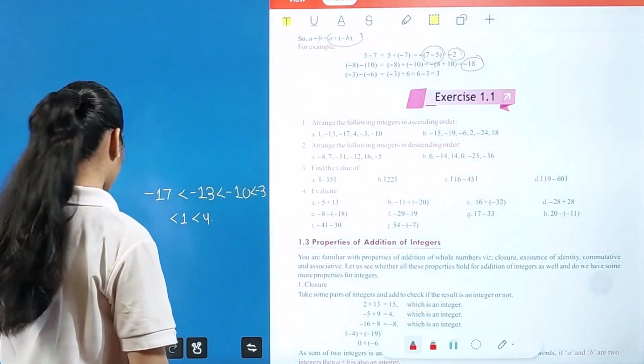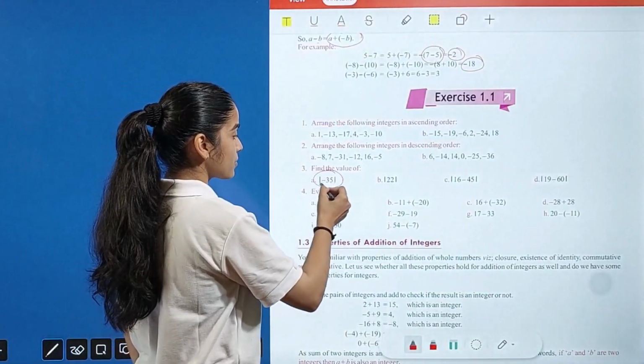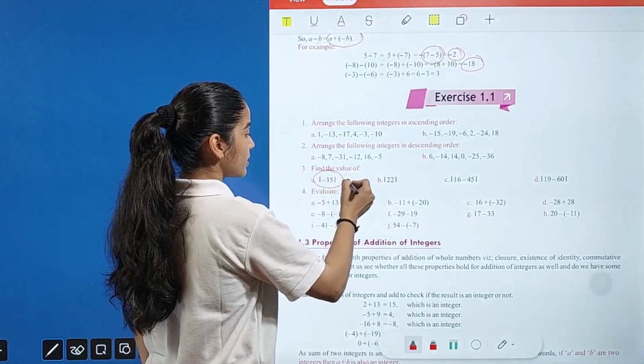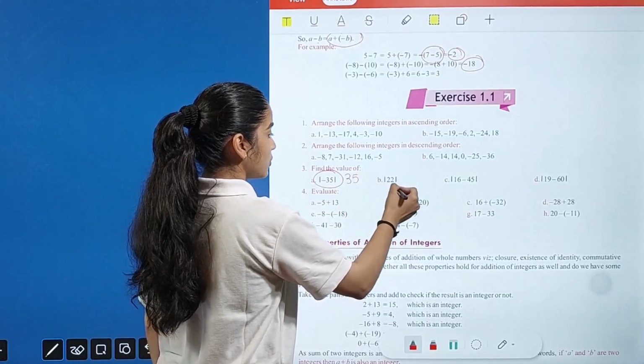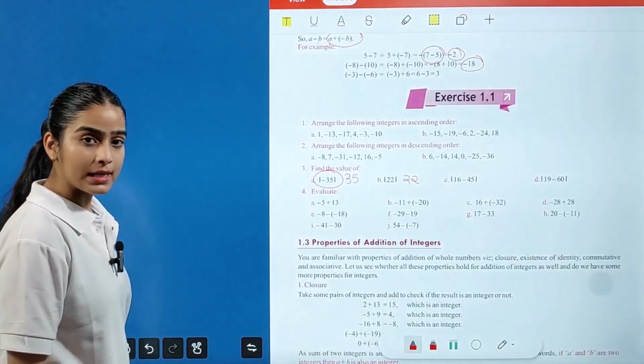Find the value of. So now we have to find the value of minus 35. This is the sign of absolute value. So the absolute value of minus 35 is 35 without any sign. 22, 22. So in that way you have to write your answer for parts C and D.